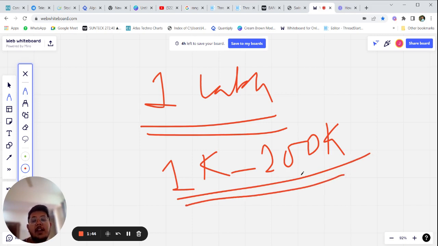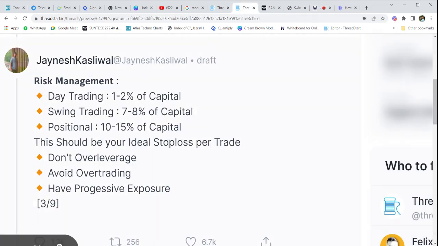And that is why your maximum risk should be around 1 to 2% of your capital on a particular day, on a particular stock as well. So this is one of the most important things.